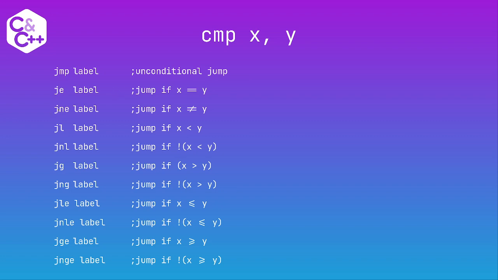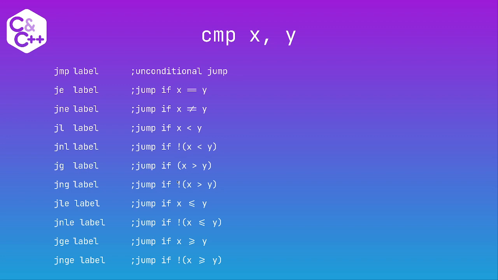And there is jump not equal to the label, and this will be how it's done in C: x is not equal to y. JL label means jump if x is less than y. Jump not less than label, and that's basically the negation of this, like I represent them in here. There's jump greater than, which will jump if x is greater than y. There's jump not greater than, which does this: x is not greater than y.